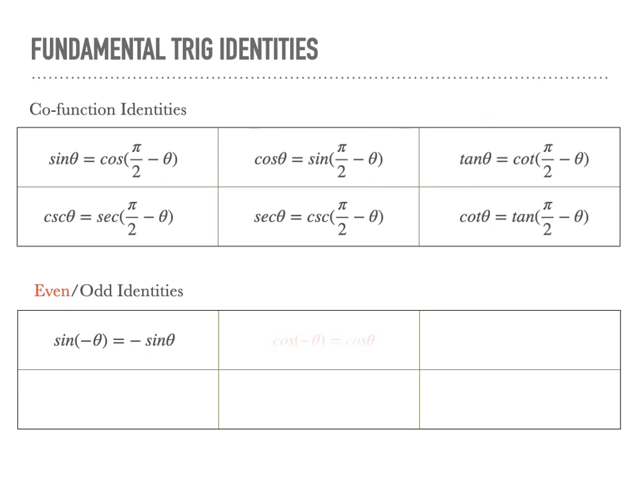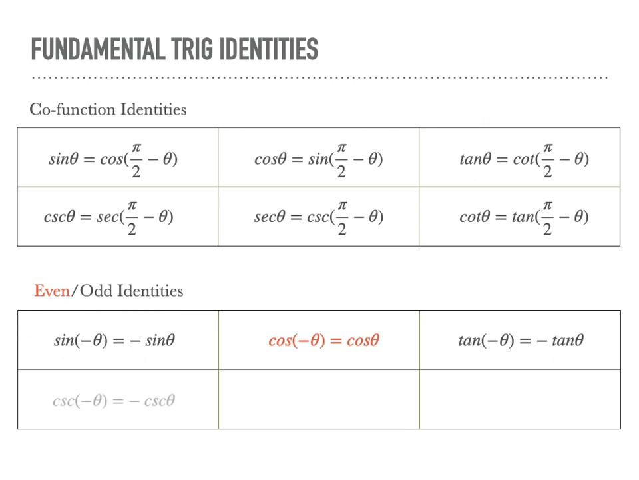But cosine of negative theta, on the other hand, is a bit different. Basically what this is saying is that when you flip the cosine graph horizontally, it actually looks the exact same, which is pretty cool. And then next up we have tangent of negative theta equals negative tangent of theta, which is the same concept as the sine odd identity.